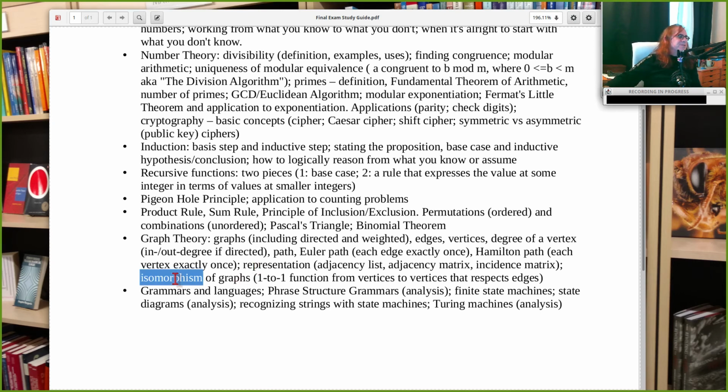Isomorphisms of graphs. So this question of when 2 graphs are the same, which means basically we can rearrange their vertices.